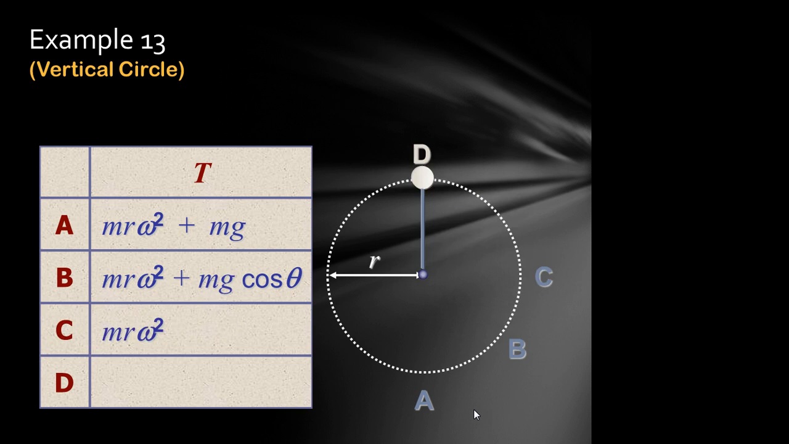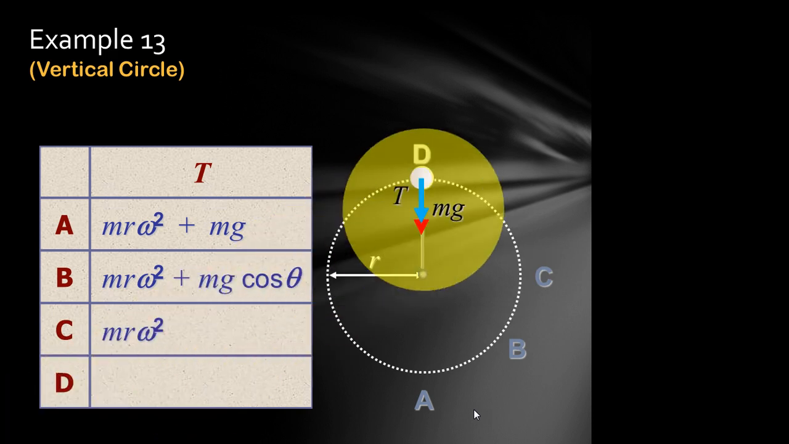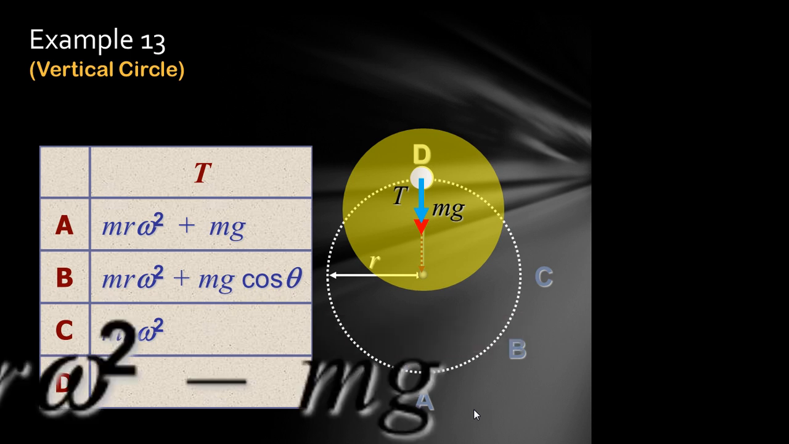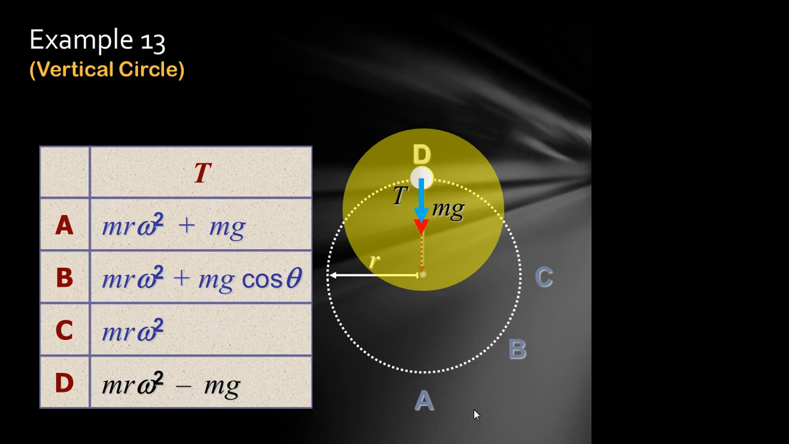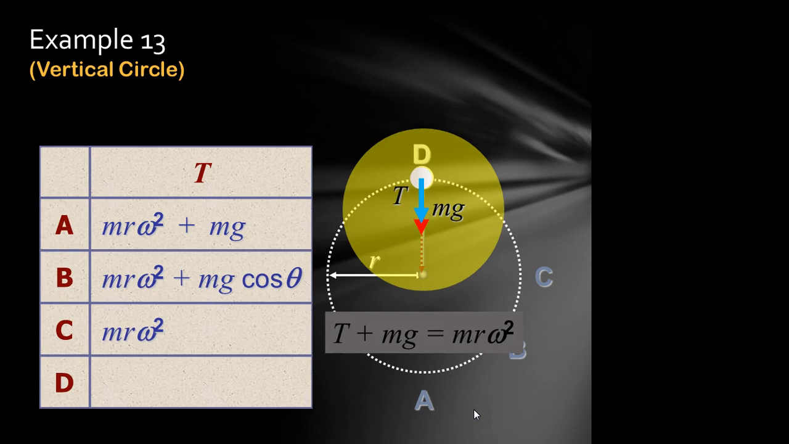Right at the top, at D, the weight and the tension are both in the same direction. Therefore, they both contribute to the centripetal force. Because they are acting in the same direction, T plus mg equals the centripetal force. Once I make T the subject, the tension at D is mr omega squared minus mg.